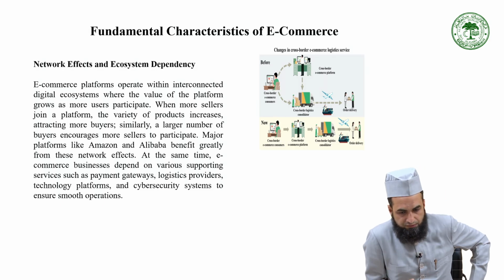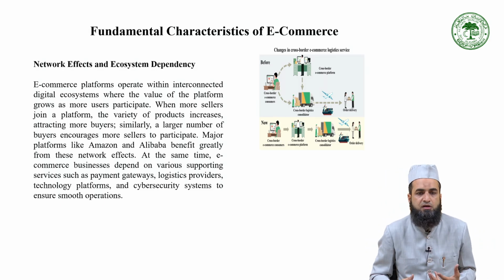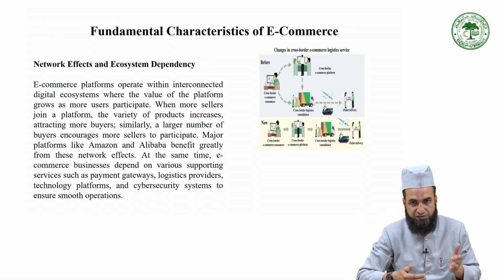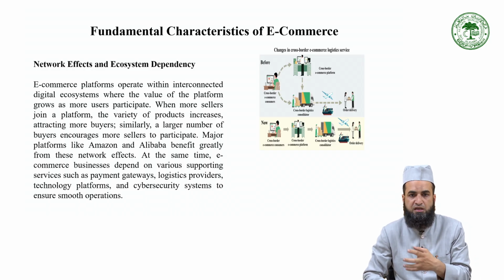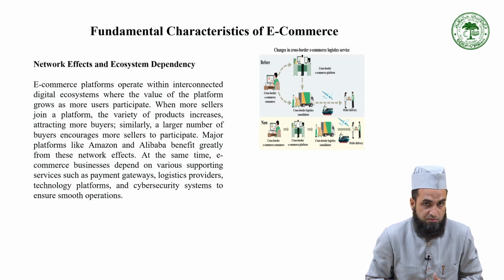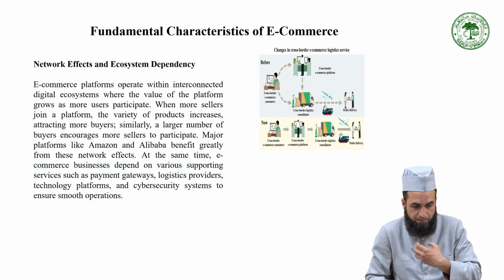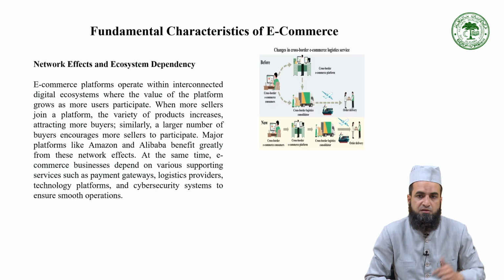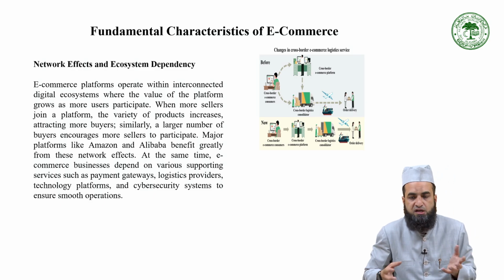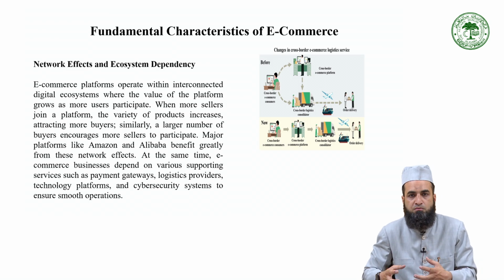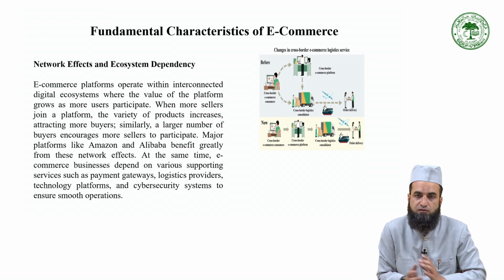Okay, next characteristic is network effects and ecosystem dependency. E-commerce operates within complex digital ecosystems where the value of participation increases with more participants. Major e-commerce platforms like Amazon, Alibaba, and eBay benefit from network effects. The more sellers participate, the more products are available, attracting more buyers. The more buyers participate, the more potential customers sellers can reach. These positive feedback loops create powerful competitive advantage for dominant platforms.